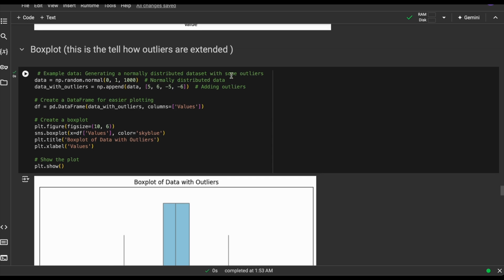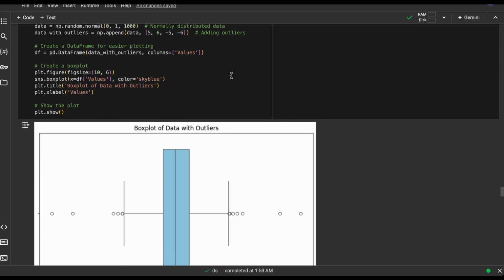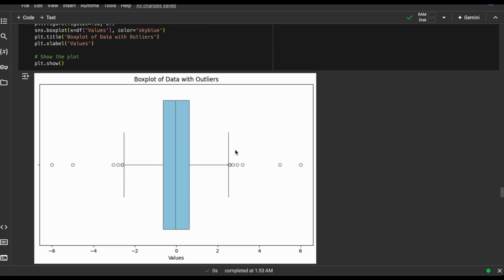The box plot is based on the IQR. I'll show you the interquartile range. It's easy to find the outliers. The box plot helps you easily find the outliers.